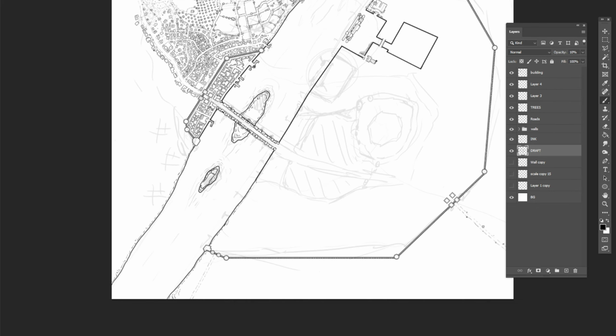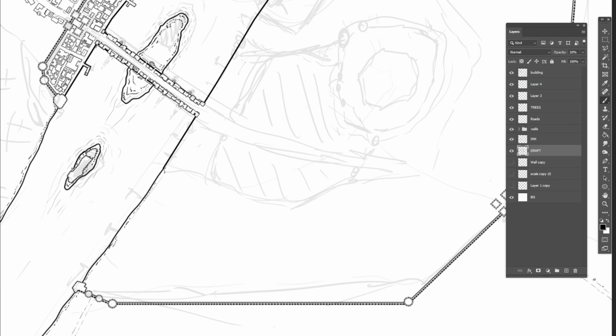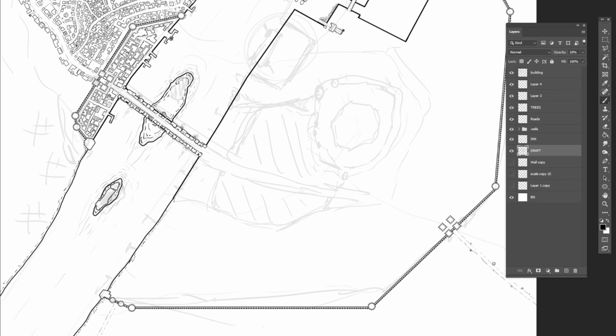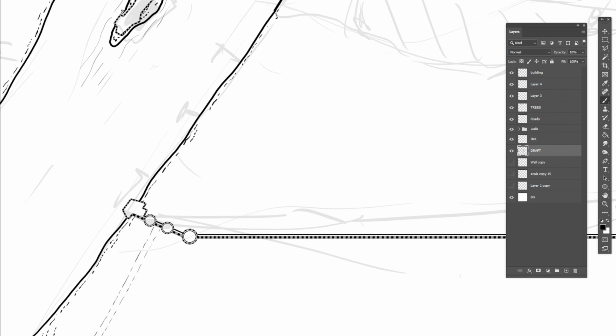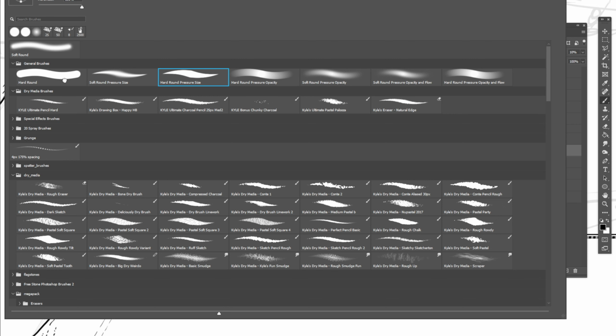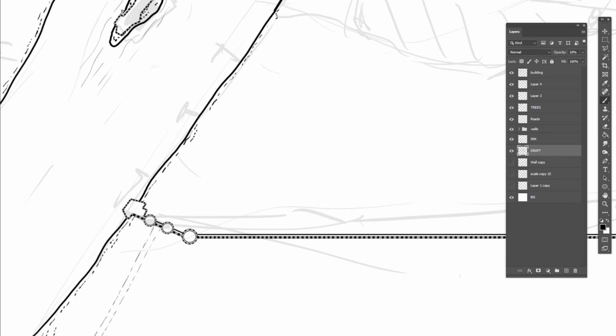So when it comes to here, we have this massive blank canvas. How do I decide where the roads go? Well, I've got a few tricks. First and foremost, let's just change our brush to just simply hard round, no pen pressure size. I always like to mark off areas around fortresses like so.